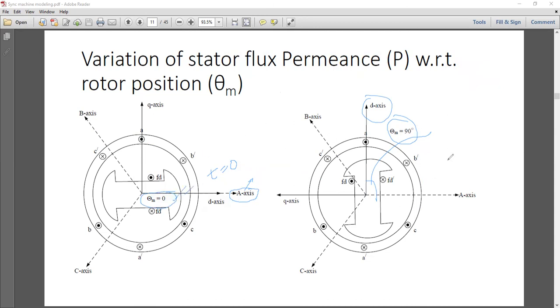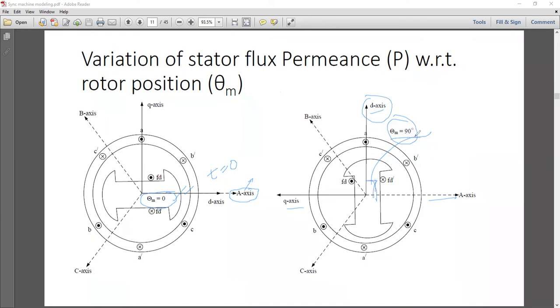Now let's say after some time, of course, the rotor will be moving with the help of the prime mover. But remember, the A axis, B axis, and C axis, in all these figures, are along the same direction. We are not changing their direction because we can't. We are only changing the positioning of the D axis and Q axis because the rotor is moving with respect to time. So at this position, let's say theta m is 90 degree.